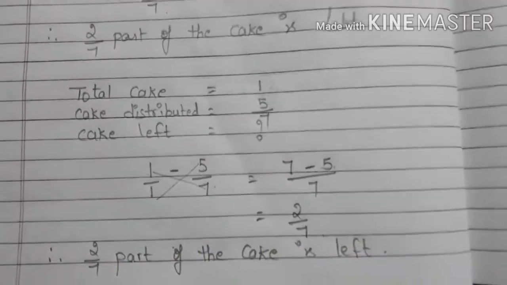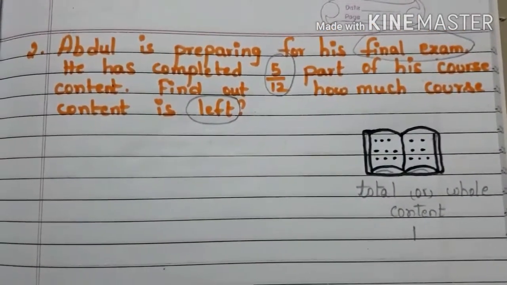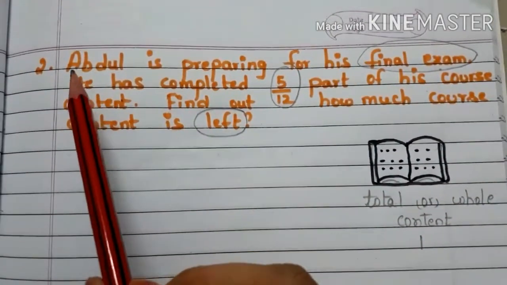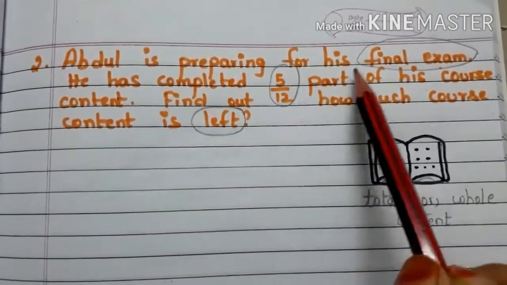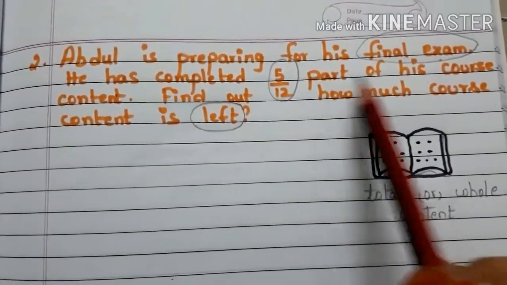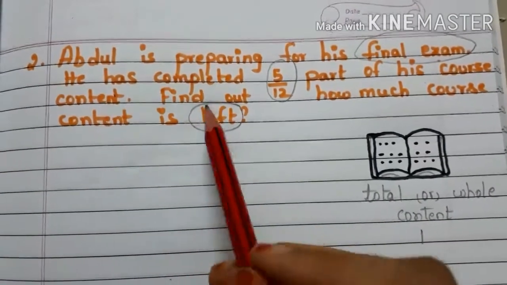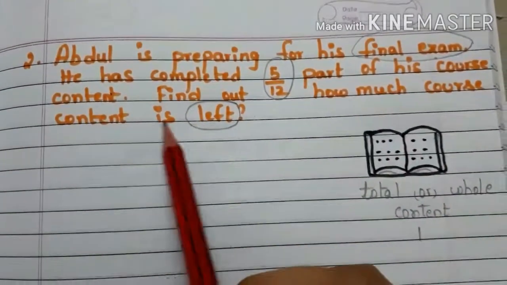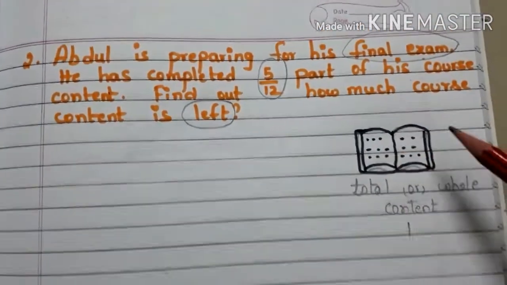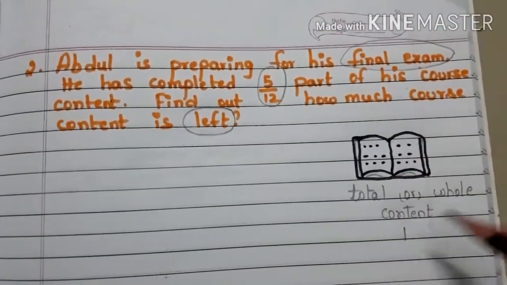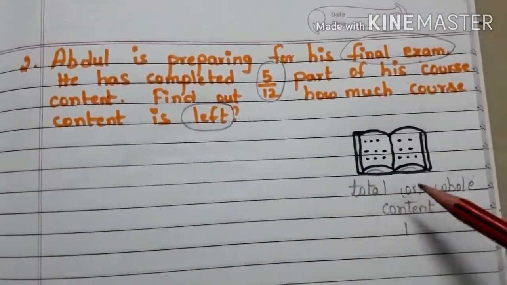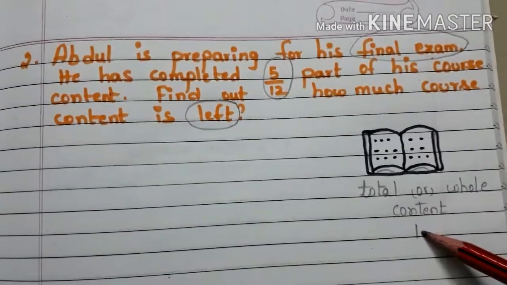Okay. Now let us see one more same kind of problem. First we read the problem. Abdul is preparing for his final exam. He has completed 5/12 part of his course content. Find out how much course content is left. Okay. Final exams means whole or total content will be there, right? So we have to consider total or whole content as 1.